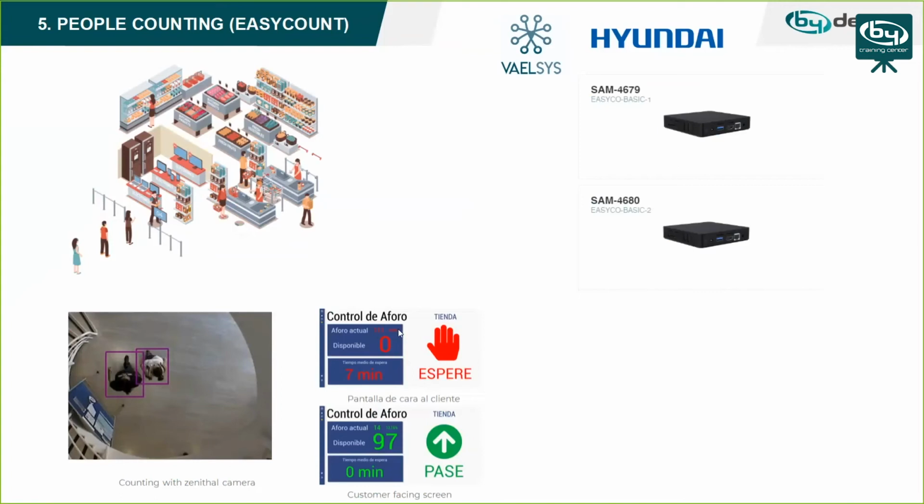So Easy Count works with basically any decent camera. This camera has to be set up at least 3 meters above, let's say, the entrance, so it has a good overview of this entry or exit area.